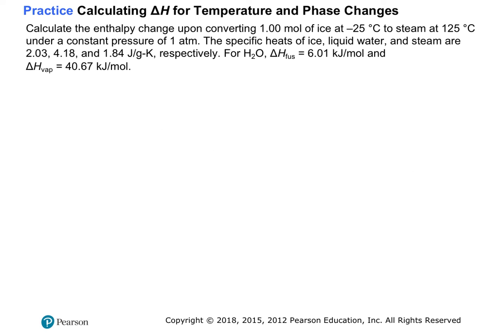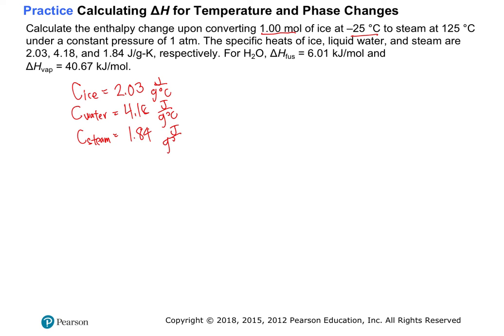So let's practice it. I want to know the enthalpy change upon converting 1 mole of ice at negative 25 Celsius to 125 Celsius under a constant pressure of 1 atmosphere. Okay, so this is important. The specific heat of ice, C of ice, is 2.03 joules per gram degrees Celsius. C of water, liquid water, you're familiar, 4.18 joules per gram degrees Celsius. And C of steam is 1.84 joules per gram degrees Celsius.